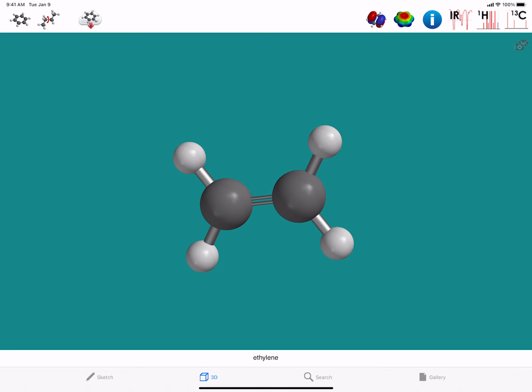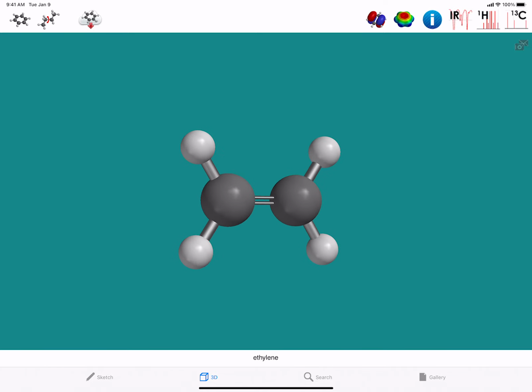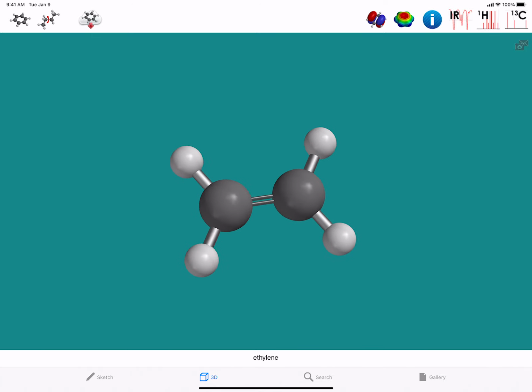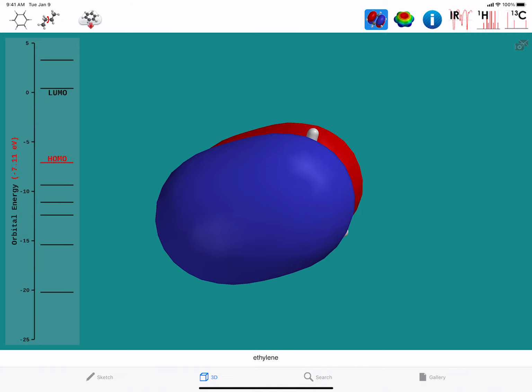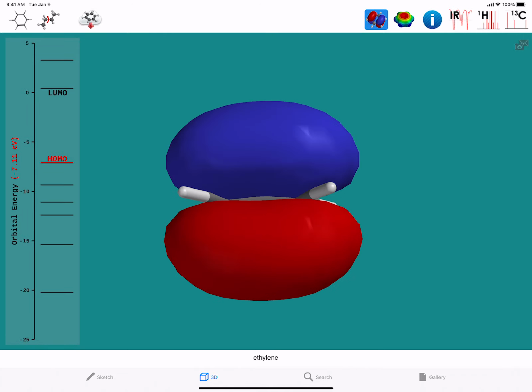That's the carbon-carbon pi bond. This is the overhead view, and this is the side view. You can see those carbons are trigonal planar, sp2 hybridized. If we turn on the highest occupied molecular orbital, you see that it's above and below the plane of the sigma bonds with a node in the plane of the page.